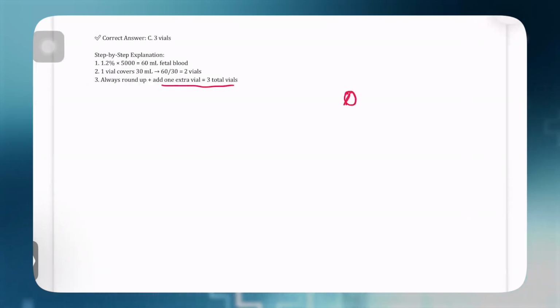Because you remember the diagram. This is the antigen. So you basically need to cover it completely so that the antigen is not available for the sensitization of the mother's blood. Is that okay? This is the norm that we follow. Is that okay?